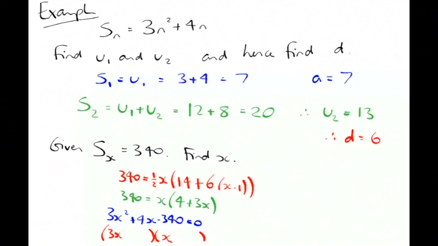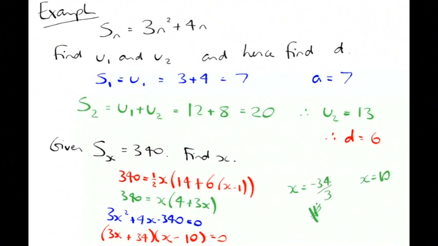340 is the same as 34 times 10. The 10 and the 3 make the 30. The difference between them two is the 4. So we get 3x plus 34, x minus 10 equals 0. That gives us two solutions. x equals minus 34 over 3 and x equals 10.